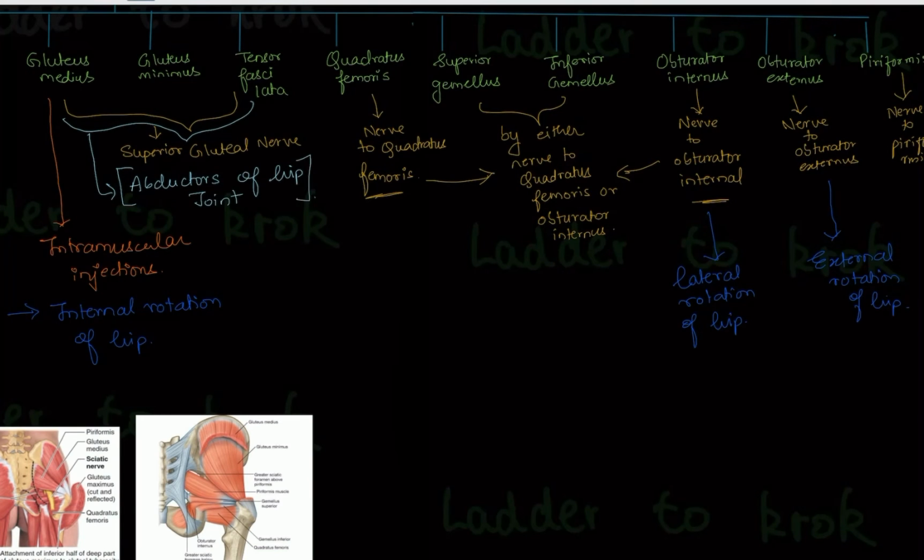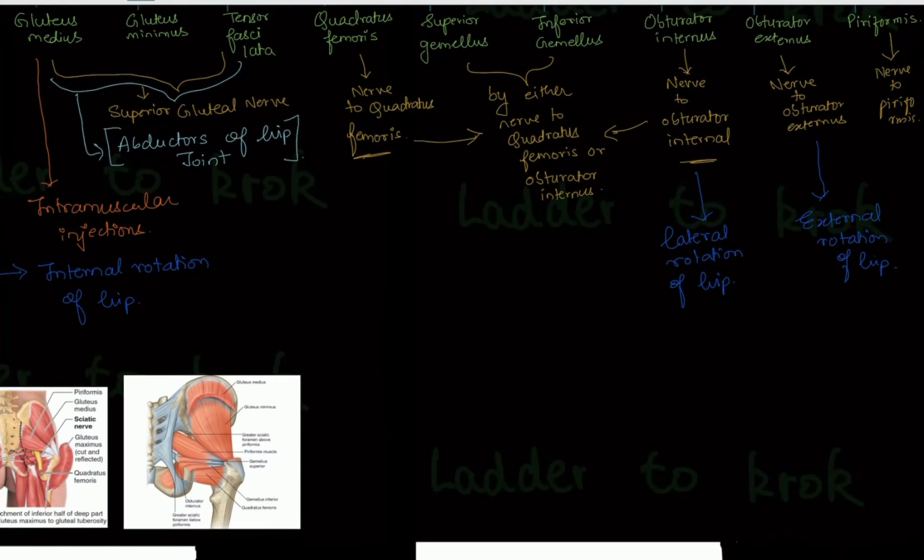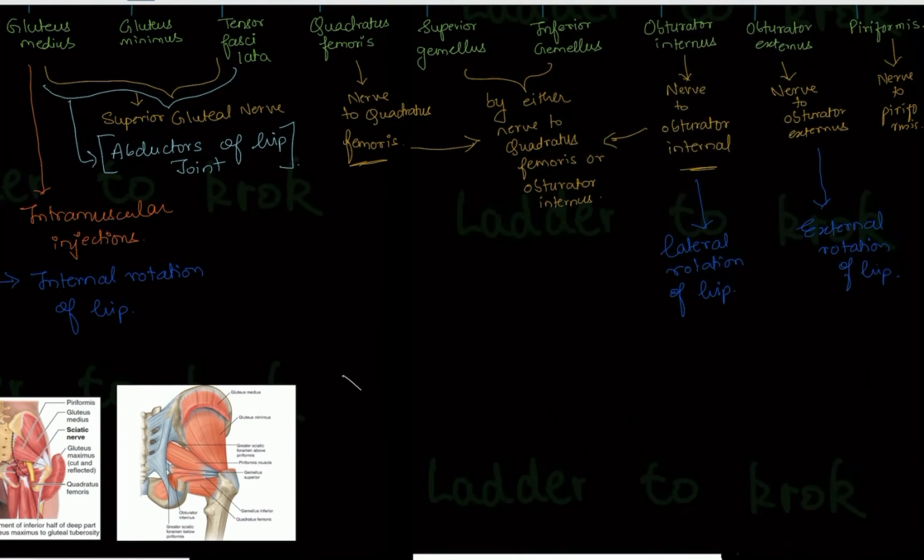When do you have to think about these muscles? Either they'll give you a question regarding where the intramuscular injection is given in the gluteal region. They could ask on the basis of what if the internal rotation is damaged, so which muscle of gluteal region you should think about. Then the answer comes gluteus medius. Similarly for obturator internus and externus, you have to remember their function.